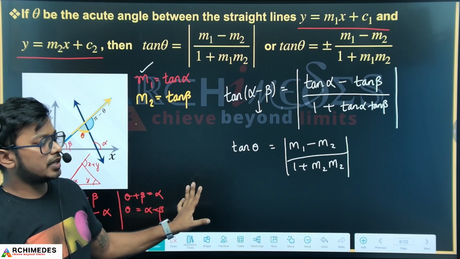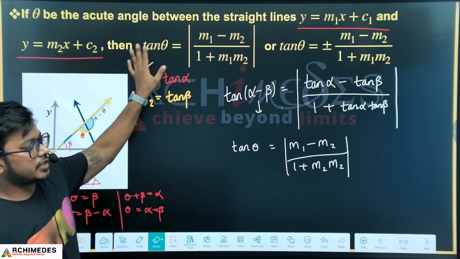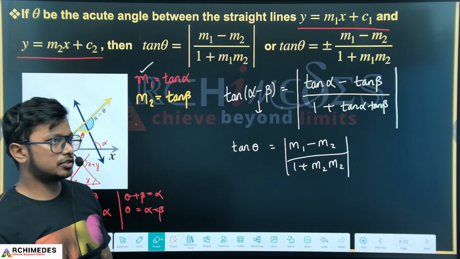Clear? How the formula is derived, I have already derived, that is how tan theta becomes in terms of m1 and m2. So let's proceed to the next.